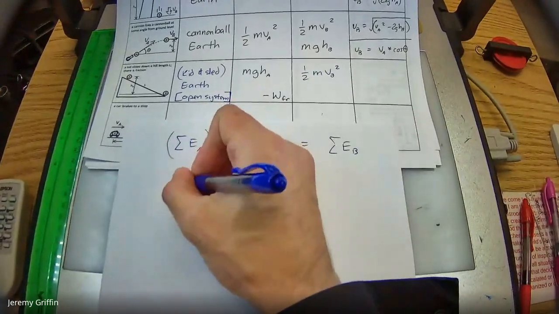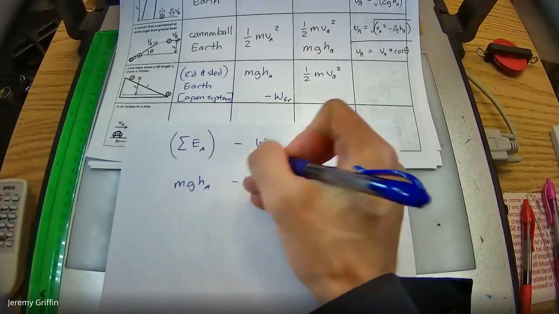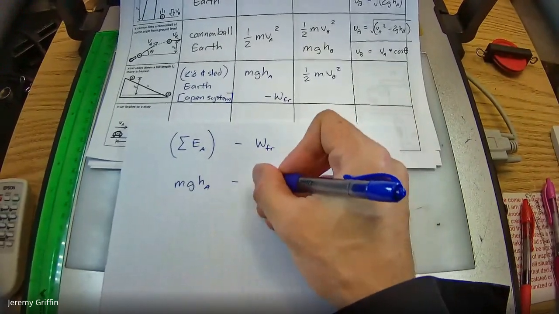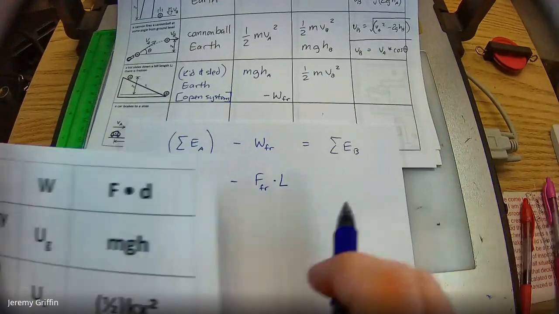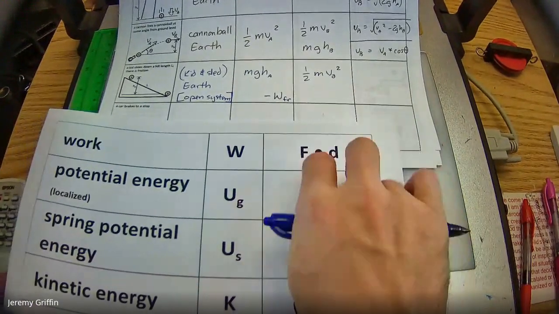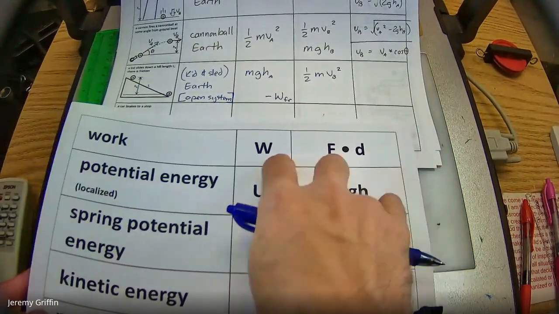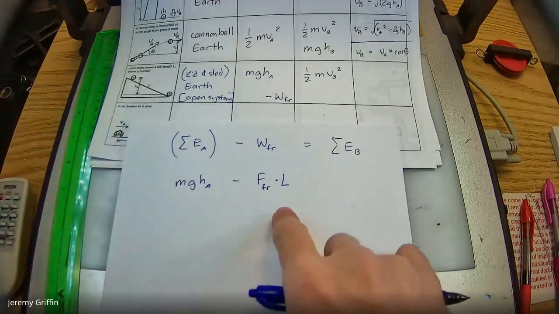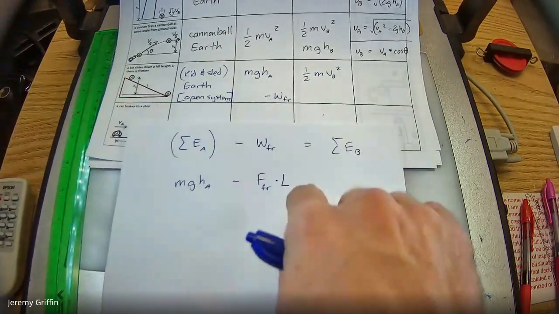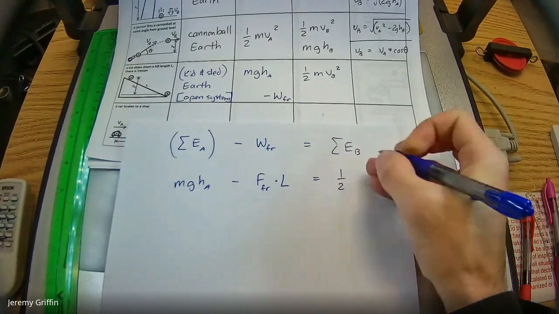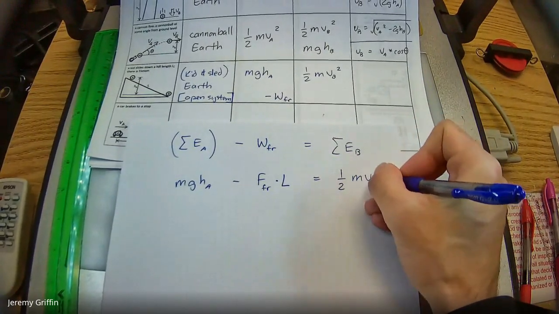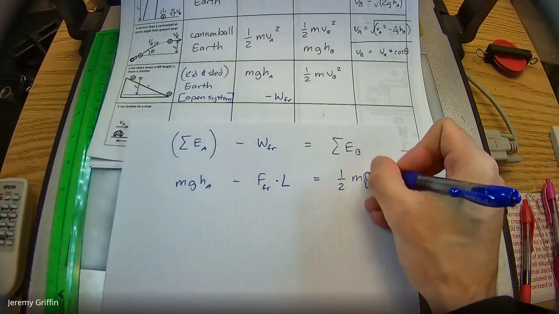At point A, it was all mgh. Work done by friction, isn't that force of friction times the distance, which is length L? It's kind of like I just chopped this expression right here. Work is force times distance. And the distance is specifically the length of the slide, isn't it? And whatever's left over is going to go into kinetic energy at point B, isn't it? You see that? Okay.